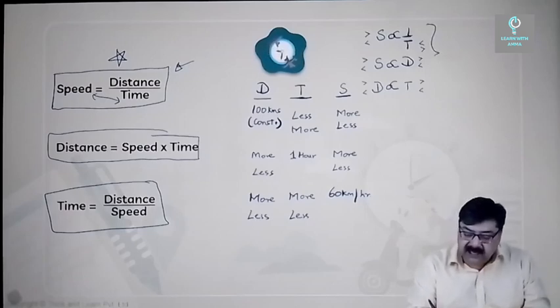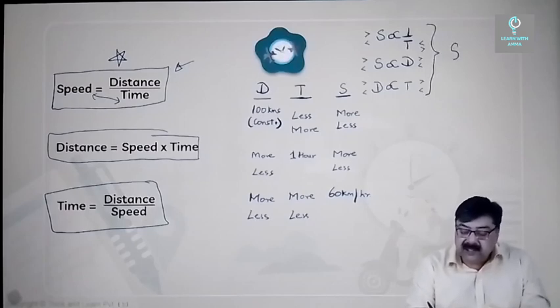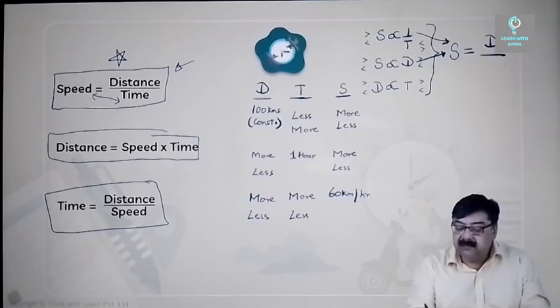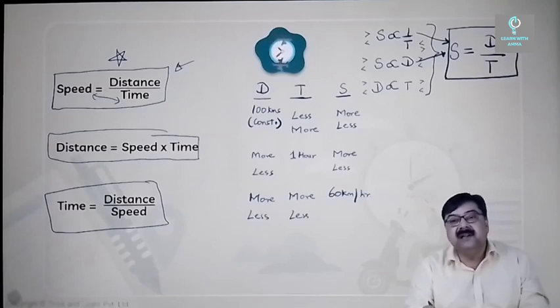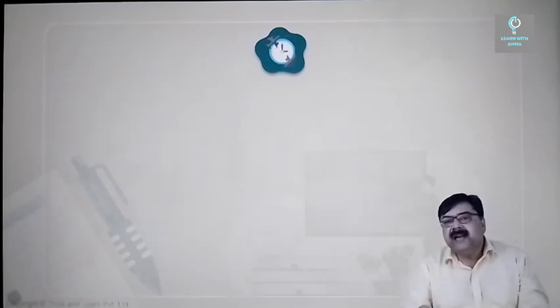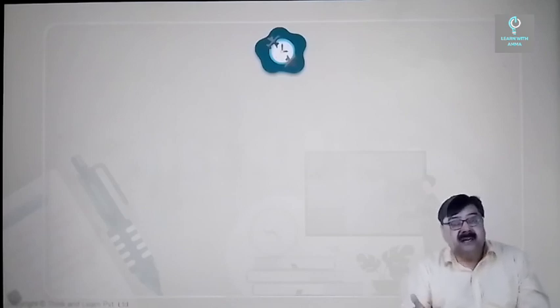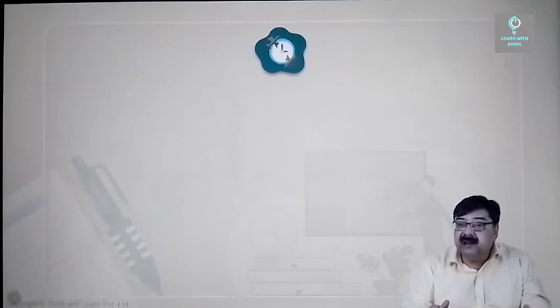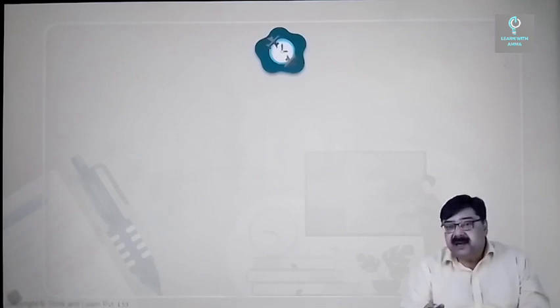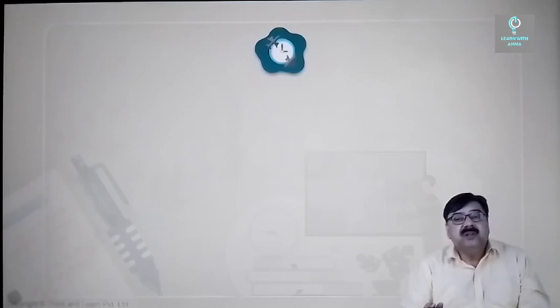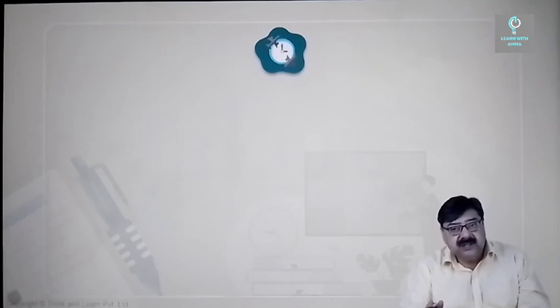So from these three relationships, we get the formula: speed equals distance by time. And most of your questions would be solved just using this particular formula. Now the speed could be measured in terms of kilometer per hour, meters per second, it could be meters per minute as well. Usually the questions that appear in the examination use kilometer per hour or meters per second as units for speed.